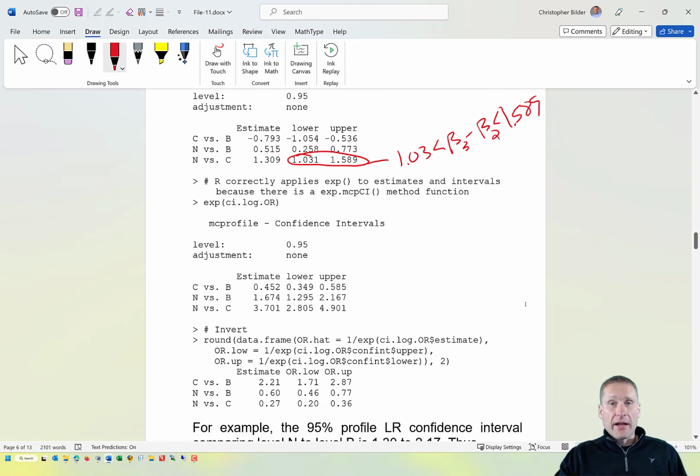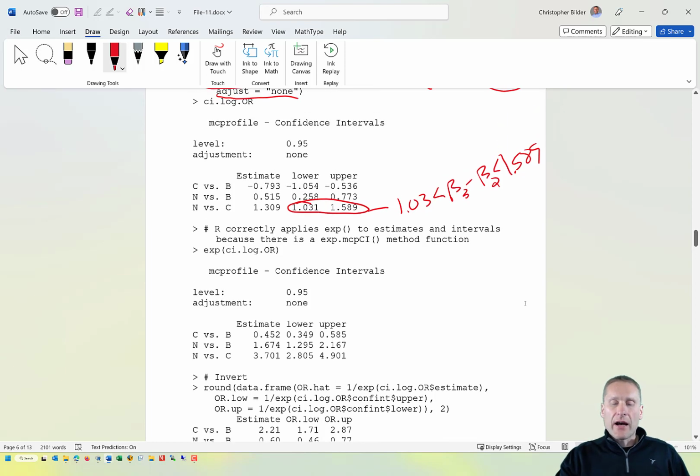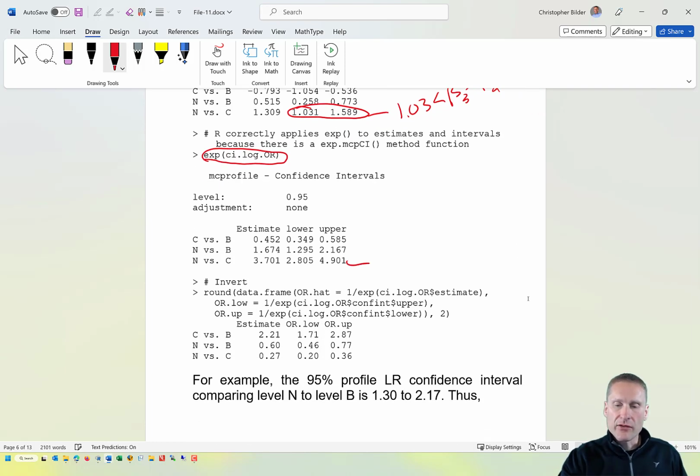Now, to find the confidence interval for the odds ratio, this is where I apply the exponential function once again. Because of how the mcprofile package is nicely set up, I can just say exp of ci.log.or. This finds my corresponding odds ratio. So here, 2.8 is less than OR is less than 4.9. This is the OR comparing N to C.